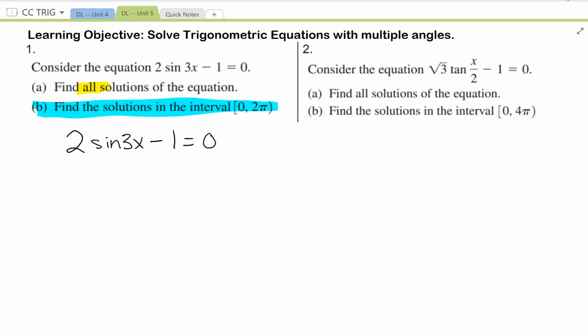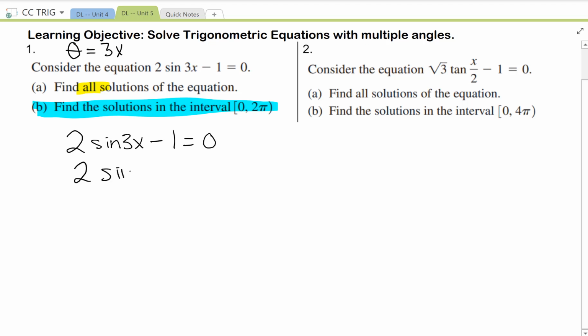Sine of 3x does not mean sine cubed x. You can't divide by 3 because it's taking sine of 3 times x. Okay, so there's no way to get around it. Or is there? So I'm going to say theta is equal to 3x because I am more comfortable working with theta or something that's not 3x. This is not absolutely necessary to solve these problems. It's just helpful visually.